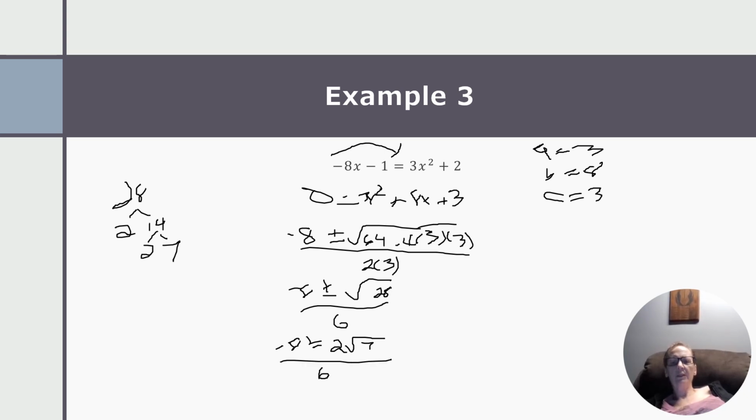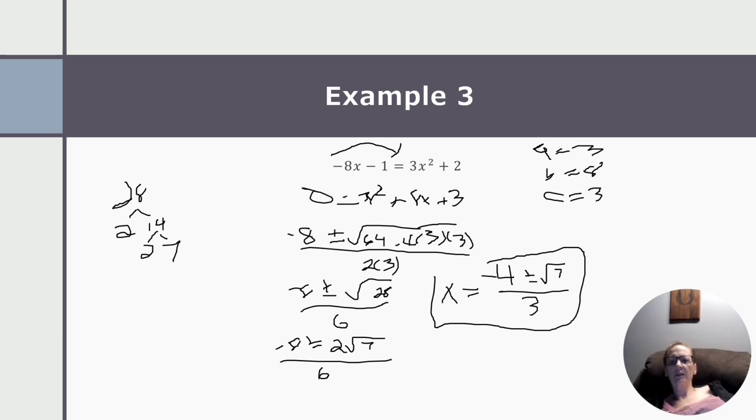Now I want to simplify that as well. 8 and 2 and 6 are all divisible by 2. So I'm going to divide out a 2 from everything. So I get x equals negative 4 plus or minus, dividing a 2 out of 2 square root of 7, I just get square root of 7, all over 6 divided by 2 is 3. So that is its most simplified form.